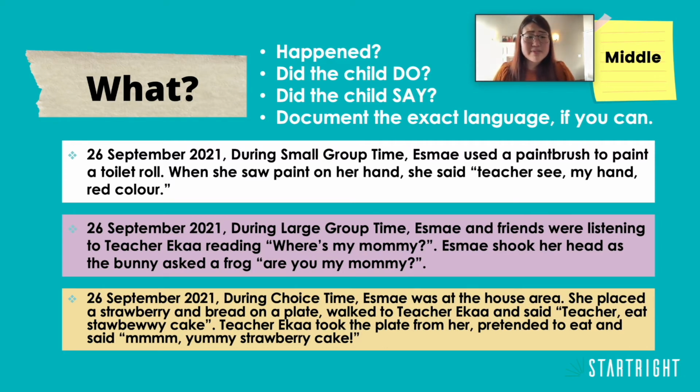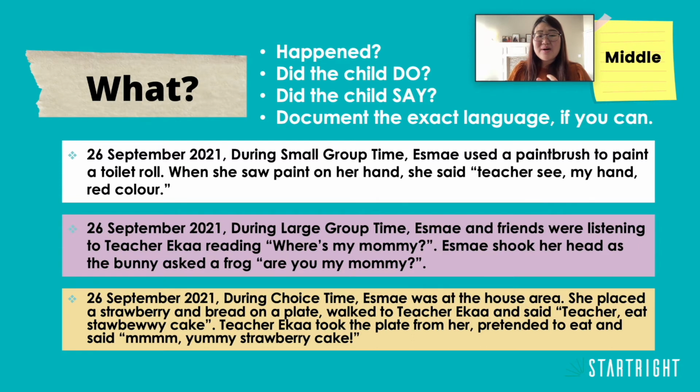Alright, 26 September 2021. Remember we talked about choice time, talking about where they are. And Esme was at the house area. She placed the strawberry and bread on a plate. Walk to teacher Ika. This is the sequence. Remember we talked about the sequence? She placed the strawberry and bread on a plate. Walk to teacher Ika and said, "Teacher, eat strawberry cake." Teacher Ika took the plate from her, pretended to eat and said, yummy strawberry cake.